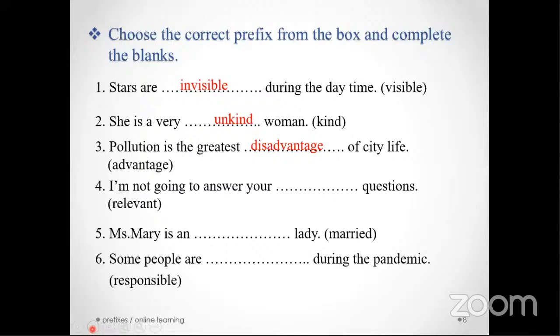Next one, I am not going to answer your irrelevant questions. Irrelevant question. මම ඔයාගේ අදාළ නැති ප්‍රශ්නවලට උත්තර දෙන්නේ නැහැ. Right? Next one, Miss Mary is an unmarried lady. Miss Mary කියන්නේ අවිවාහක කාන්තාවක්. And the last one, some people are irresponsible during the pandemic. Irresponsible during the pandemic. Right? මේ වසංගතය අතරතුර හරිම වගකීම් විරහිතව තමයි හැසිරෙන්නේ.